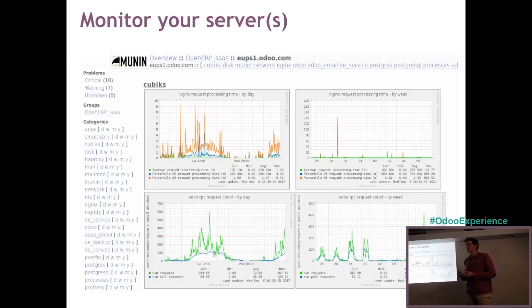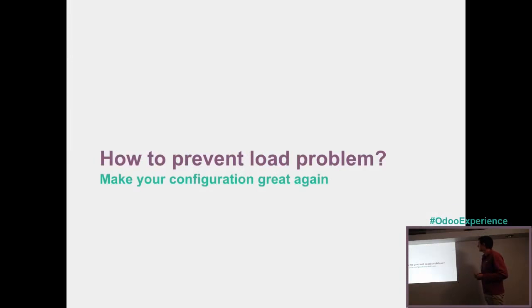So the first thing we can do, and the first thing we do, in fact, in our department internally, is just to create some XMLRPC scripts, just checking randomly some action that a user can do in Odoo. Okay, but the problem is it's not really user-friendly for us, and we cannot really make a good report on it. So the problem here is really how to prevent load problems and make perhaps your configuration great again.